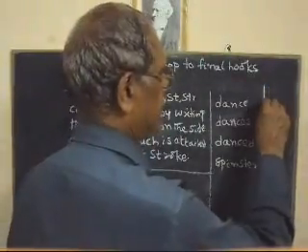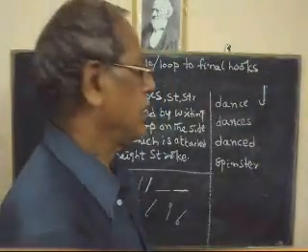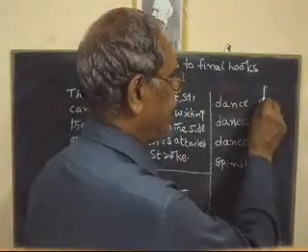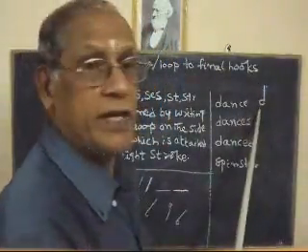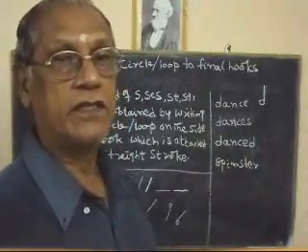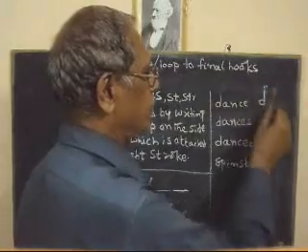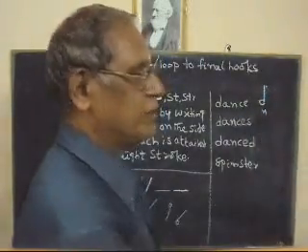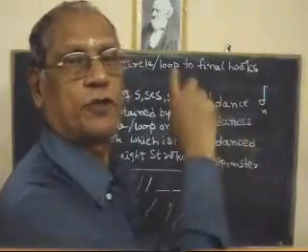Suppose D is there. Dan. Suppose you write the circle on the same side. Now N is implied. The consonant N is implied. So, dance, because N is there, because you have written a circle on the side of the N hook.